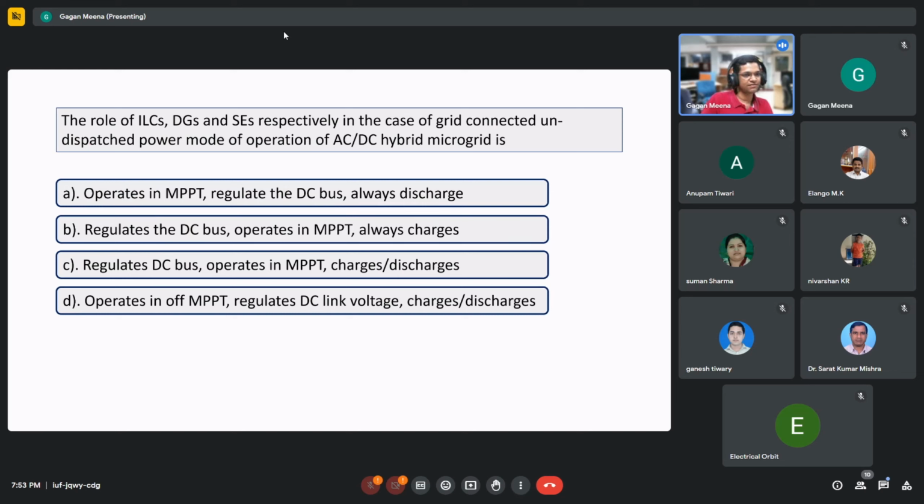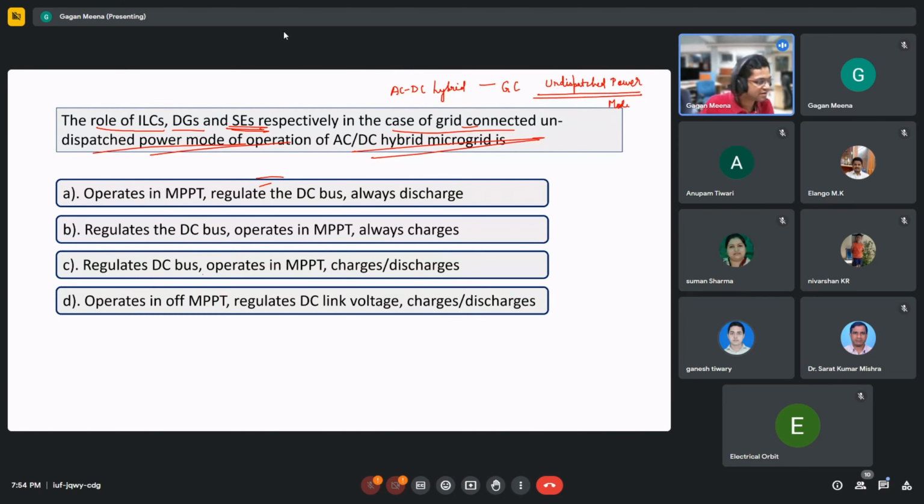Yes. Next question. This also we have discussed. The role of interlinking converter, DG, and storage, respectively, in case of grid connected undispatched power mode of operation of an AC/DC hybrid microgrid is, so which will operate in MPPT mode? So it is an AC/DC hybrid microgrid and it is grid connected and undispatched. So what will happen in undispatched power mode?